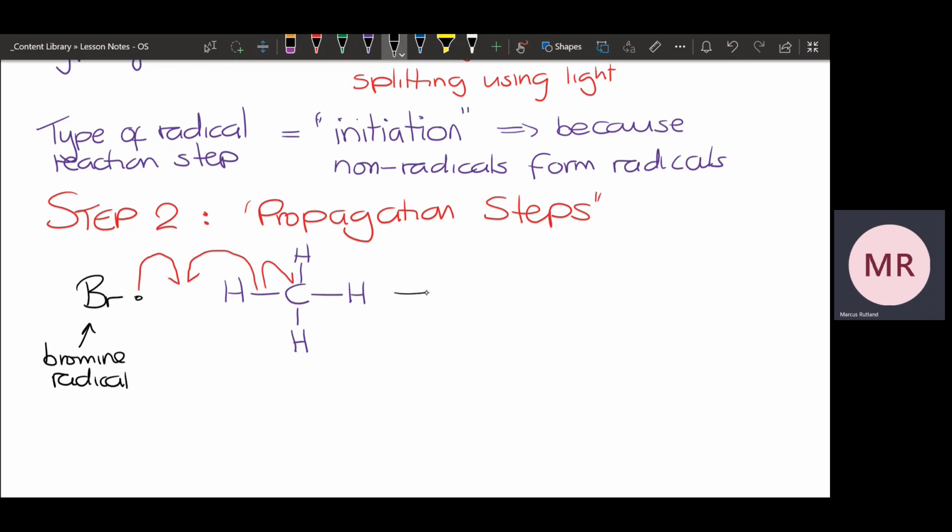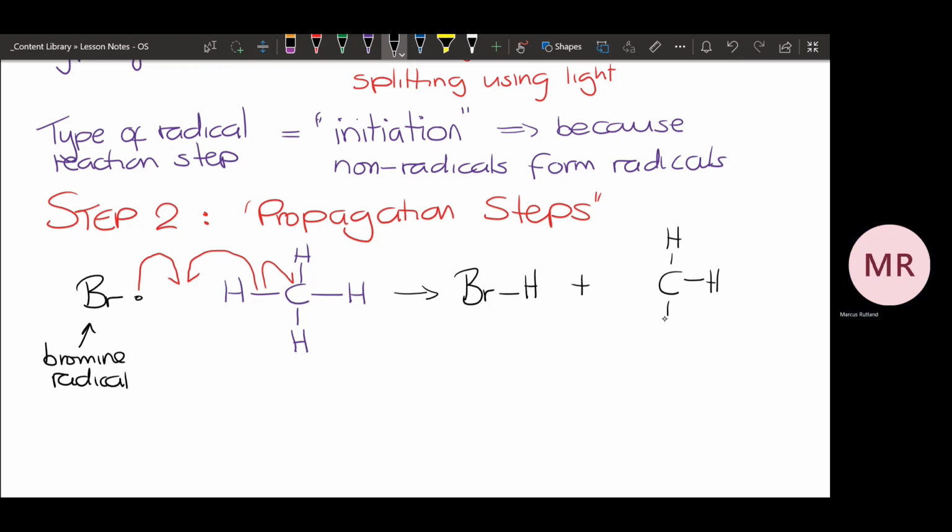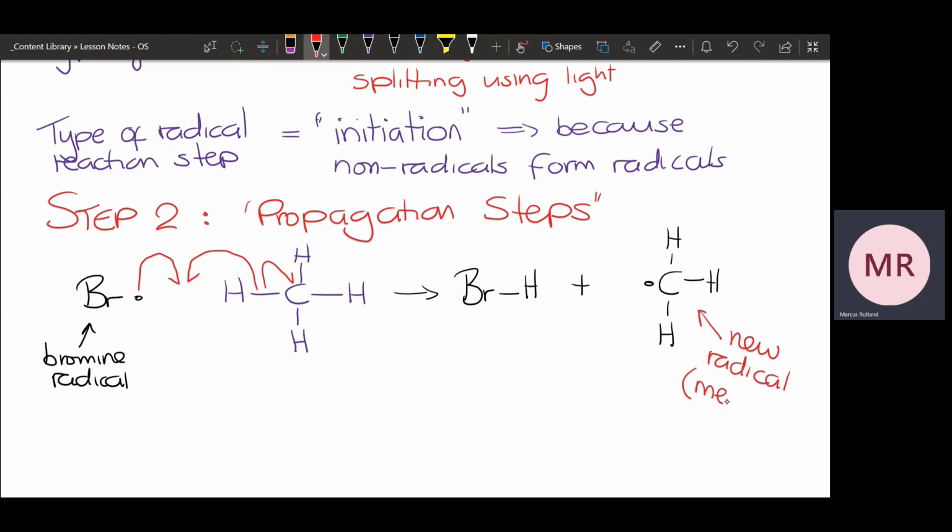So the outcome of that is that we've got the Br now attached to the H, and the carbon without the H having picked up an unpaired electron to make it a radical. So this is now a new radical. It would be called a methyl radical because it's like a methyl group when we have branching on carbon molecules. Okay, now that's clearly not the end of the story.